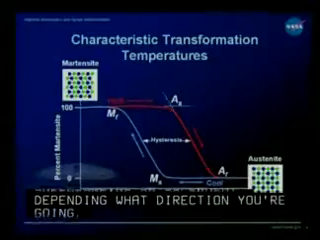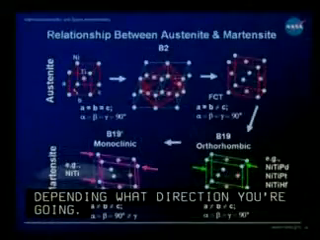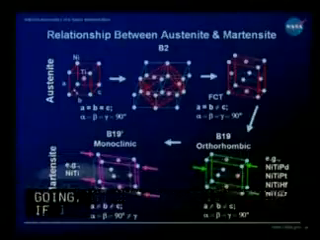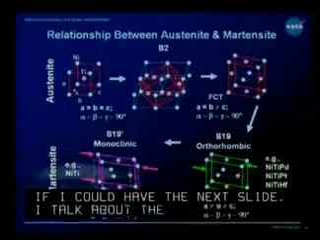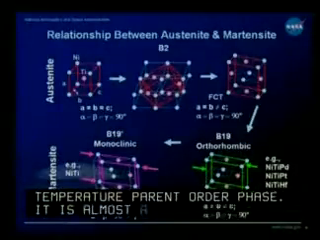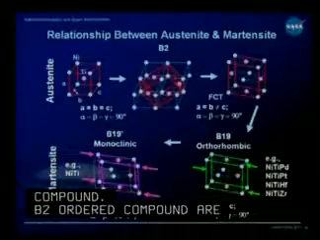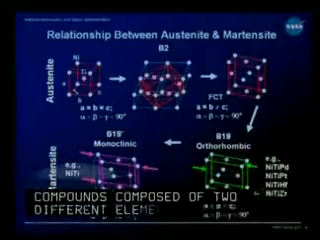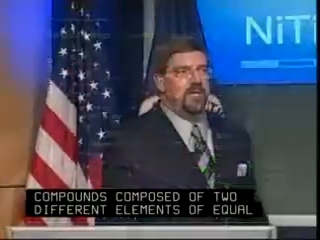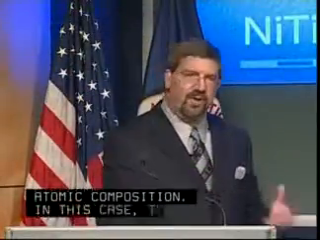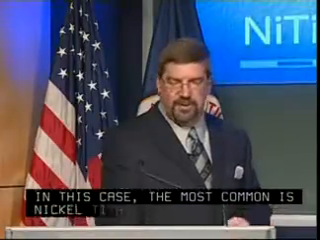Now, if I could have the next slide. I talk about this high temperature parent ordered phase. It's almost always a B2 ordered compound. B2 ordered compounds are generally binary compounds composed of 2 different elements of equal atomic composition. In this case, the most common shape memory alloy is nickel titanium, so you'd be referring to something that's very close to 50% nickel, 50% titanium.